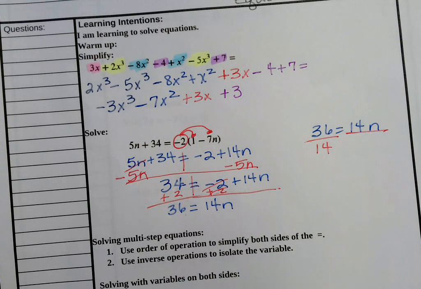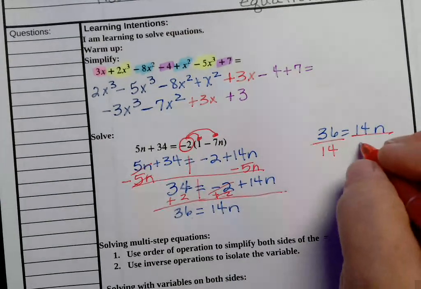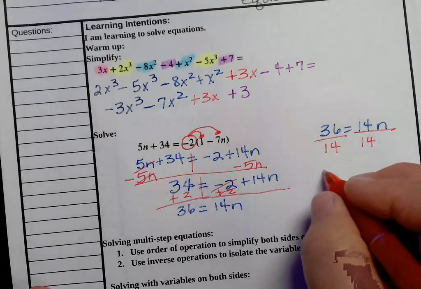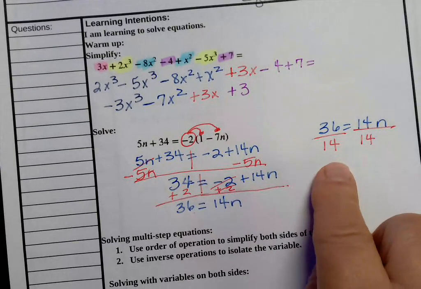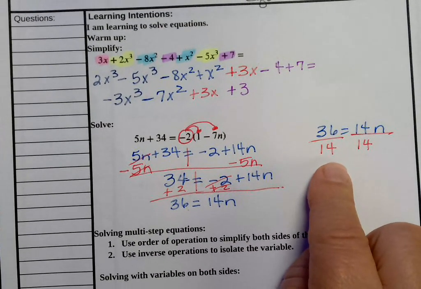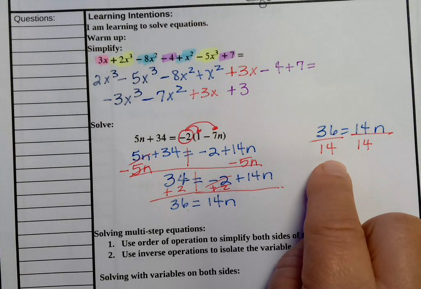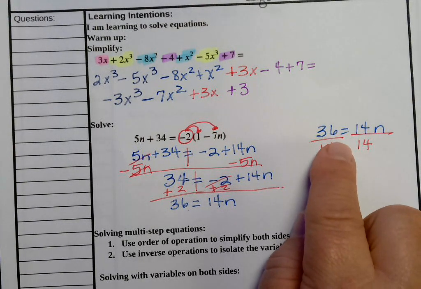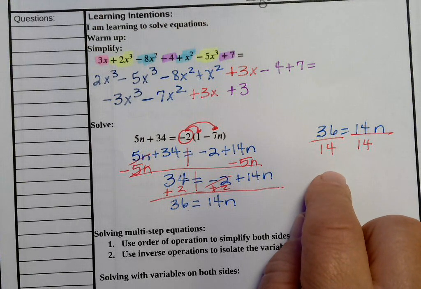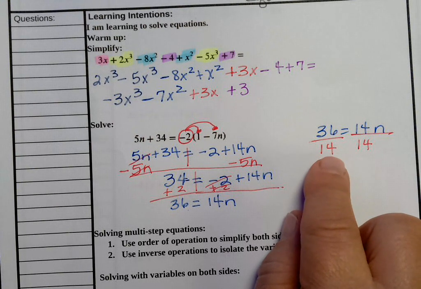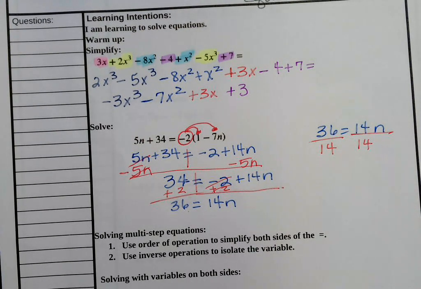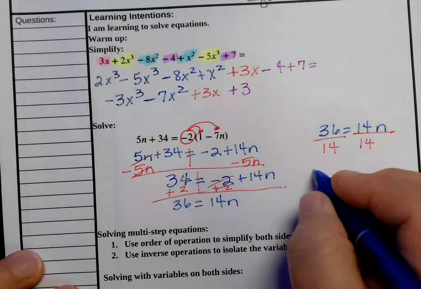Okay, is it going to come out evenly? Well, if you're looking at this, 14 will go into 28 twice. But 28 plus 14, is that 36? Well, 28 plus 10 is 38, so we know that is not correct. It will not divide in evenly. So now we need to simplify.